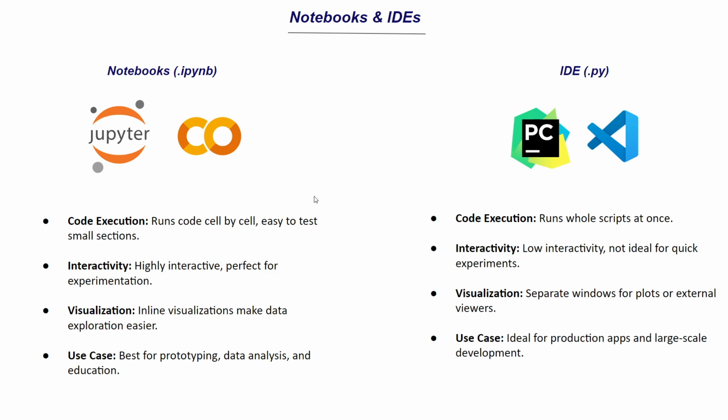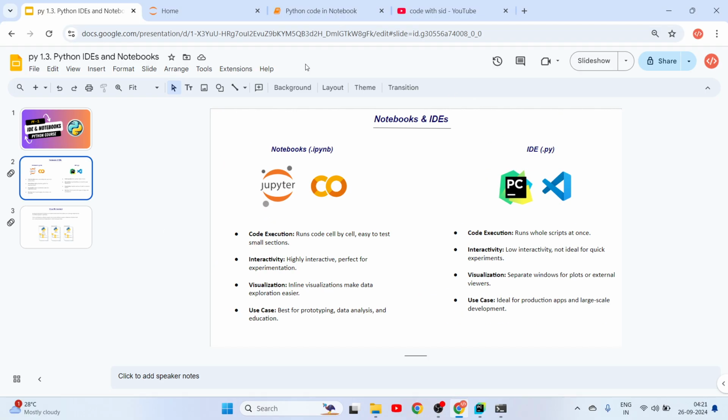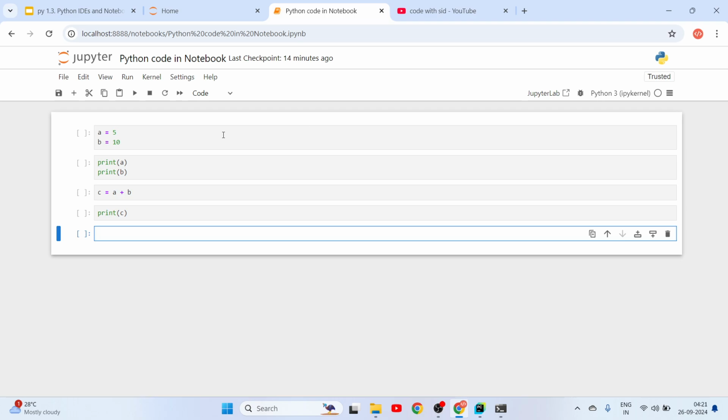Whereas in the case of an IDE, you will be able to run this code at once. This runs the whole script at once, but in the case of notebooks, it runs the code cell by cell. I'll show you an example quickly. I have my, sorry, not Google Collaboratory, I have my Jupyter notebook here.